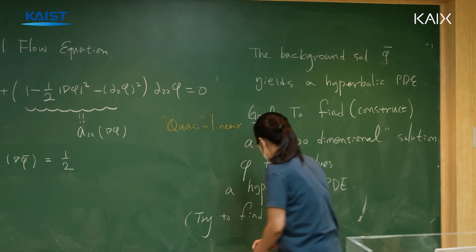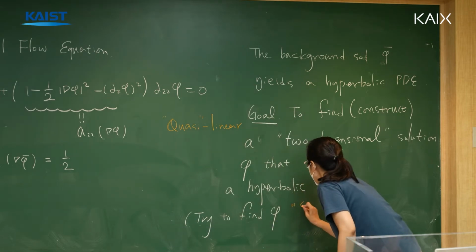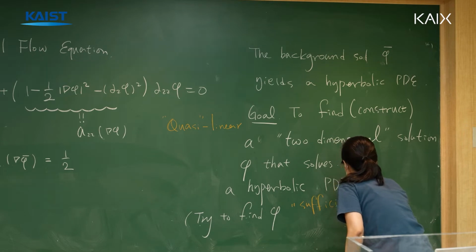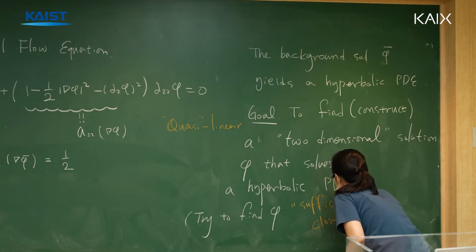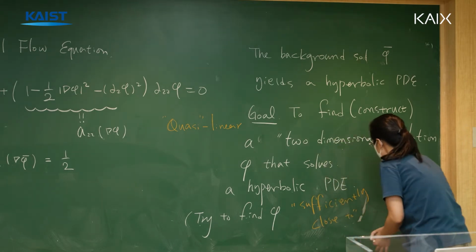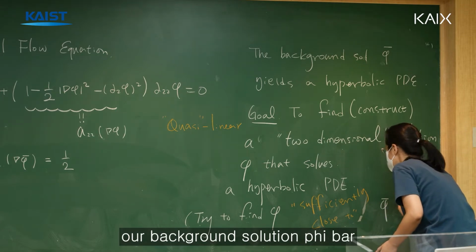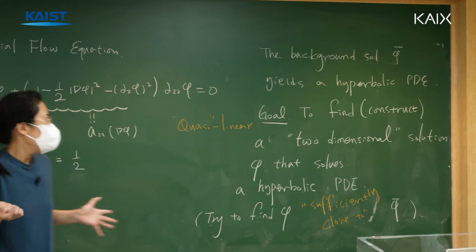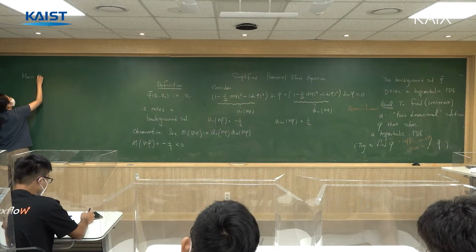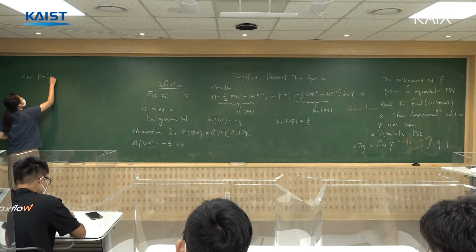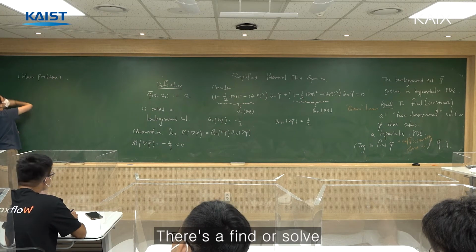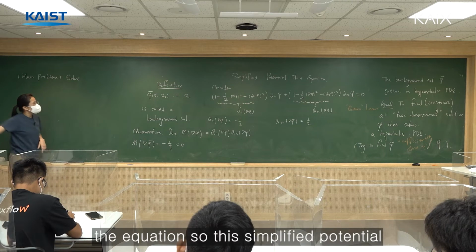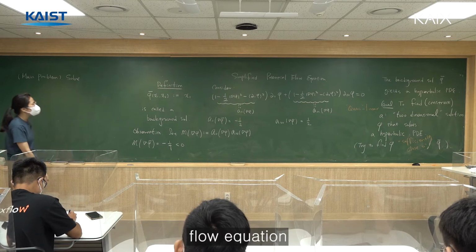But we hope to try to find phi, this is the difficult part, sufficiently close to our background solution phi bar. So this is where the whole story begins, okay? We want to find or solve the equation, this simplified potential flow equation.